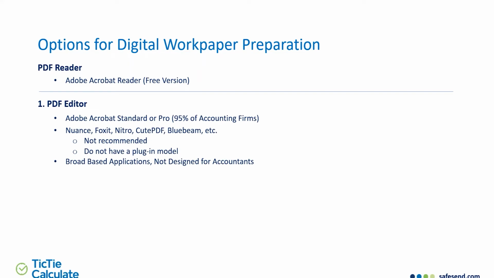And obviously the most common in the marketplace is Adobe Acrobat Standard or Professional, as it used to have, or DC. This is estimated to be used by about 95% of the accounting firms. And again, from that last polling question, 55% of you on the call today are using Adobe Acrobat. Now, some firms are attracted to an alternative because they are usually less money. For example, Nuance, Foxit, Nitro. We do not recommend these alternatives, mainly because they do not have a plugin model. They don't allow companies like us or CCH to build plugins that give you the accounting tools that you needed.